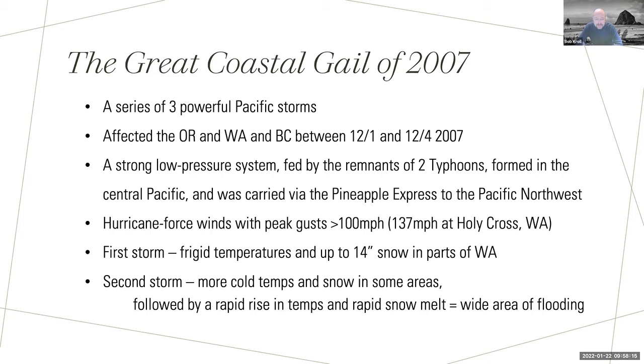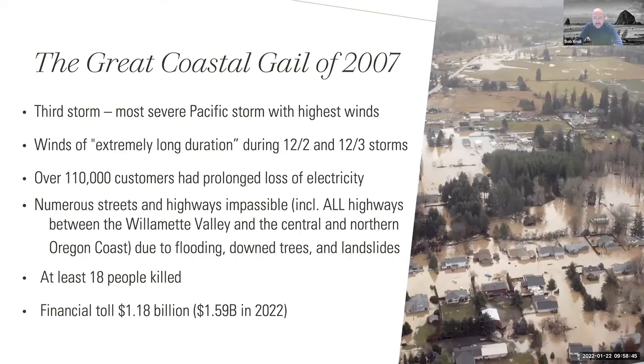And what complicated it is the first storm had really frigid temperatures, and so there was a lot of precipitation. In parts of Washington, they got over a foot of snow. The second storm right afterwards also had cold temperatures and dumped more snow, but during that storm there was a sudden rapid rise in the temperatures, which led to a rapid melt of the snow and widespread flooding. The third storm had the highest winds, and as I mentioned, a really long duration of winds.